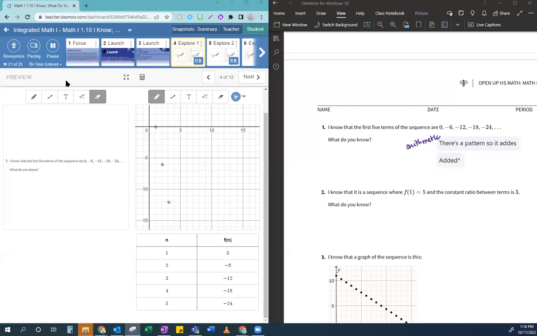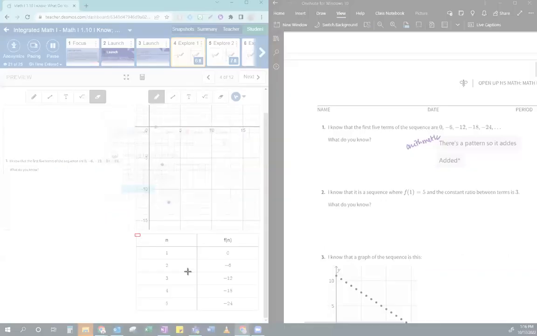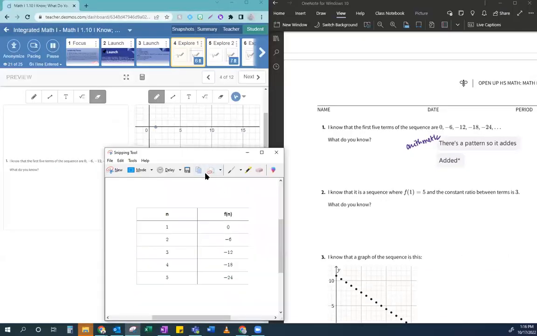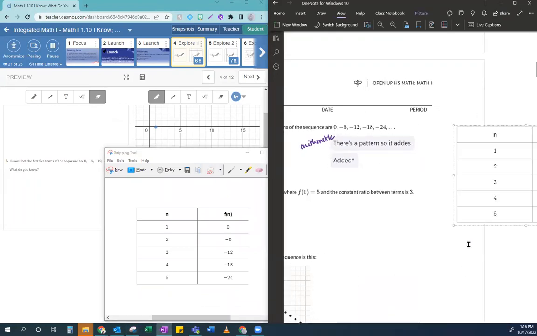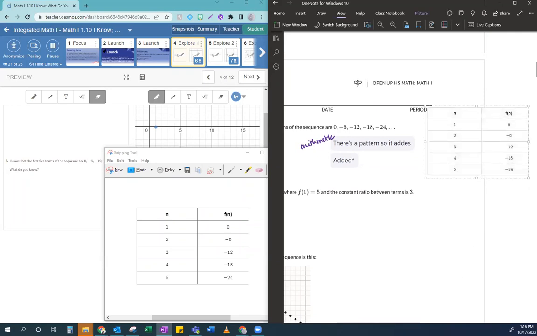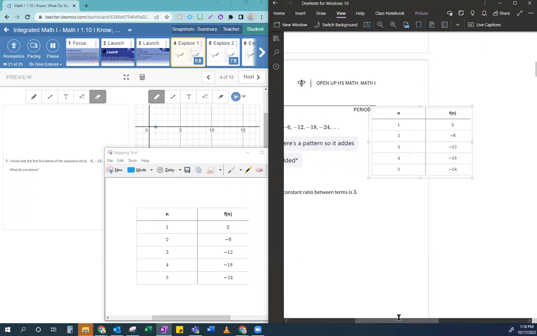So here, I'm going to clip this because I want to grab this right here. Let's snip this, copy this. All right, so here, I'm going to put my table. And this table is going to help me. Well, number one, they told me to write the table, but this table is going to help me find my constant difference.